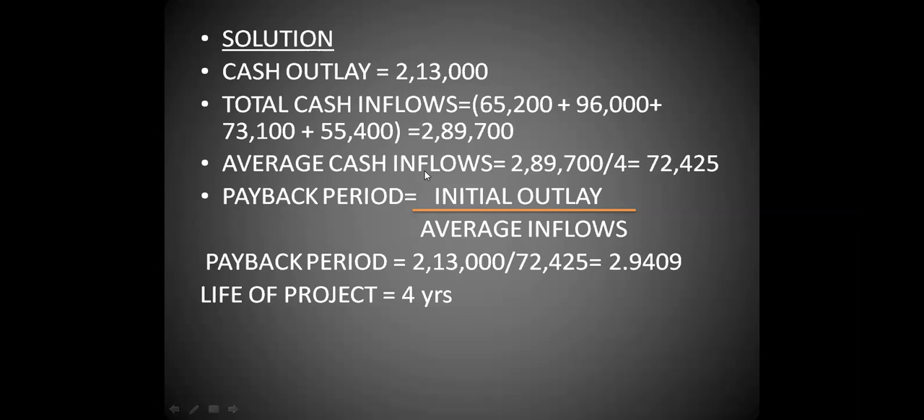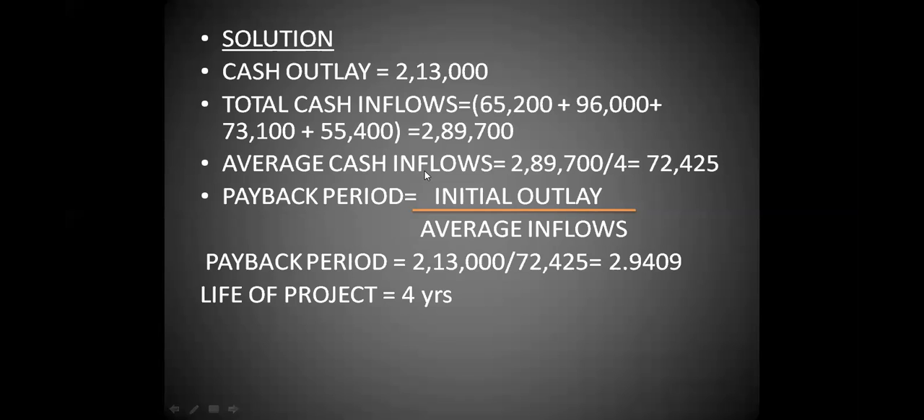So for that, we have divided it by 4 because all these cash inflows are for 4 years. So I have divided the total cash inflow by 4, which means whatever total cash inflow you are getting, you will divide it by the number of years. Okay? So now my average cash inflow is 72,425.